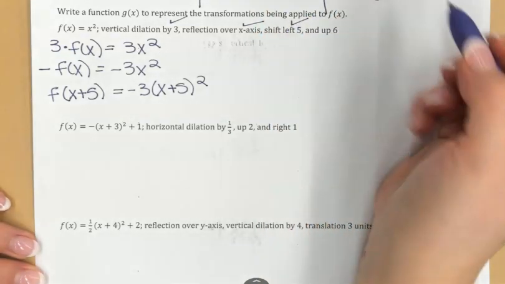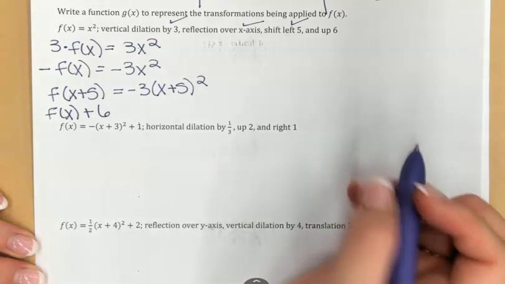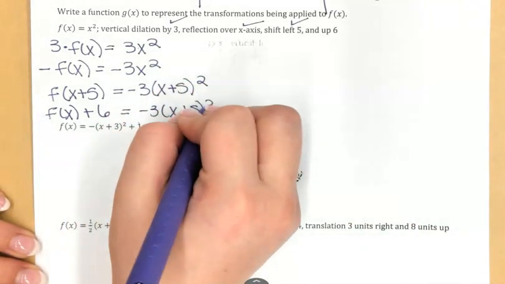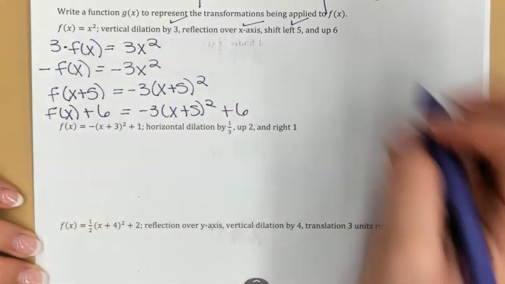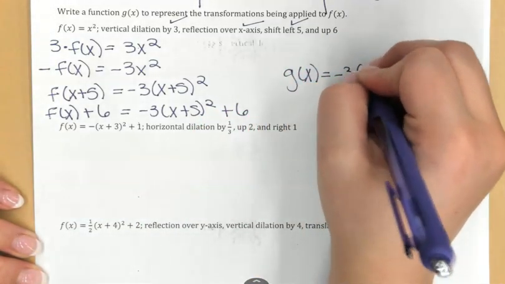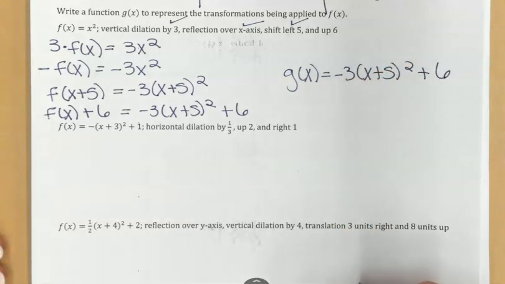And then the last one, I want to go up 6. So that's just going to be a plus 6 on the outside of my function. And so my final result, g of x, is negative 3 times x plus 5 squared plus 6.